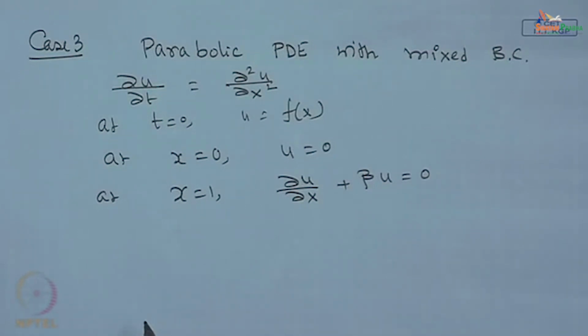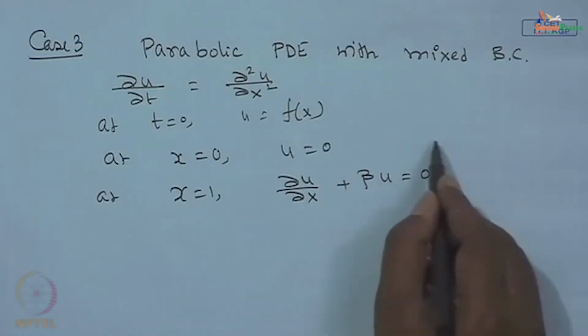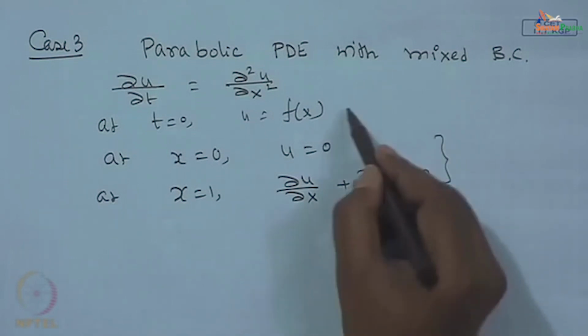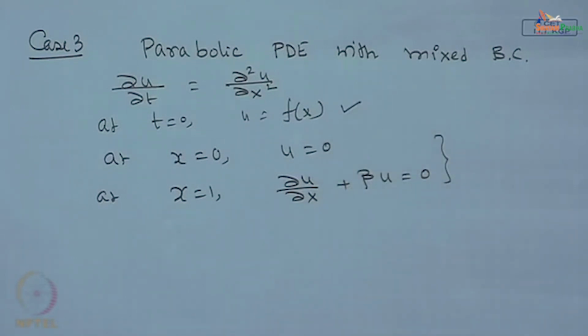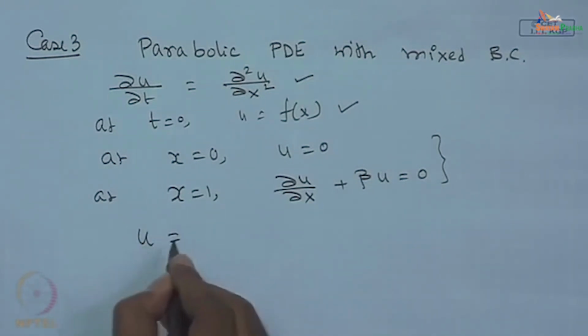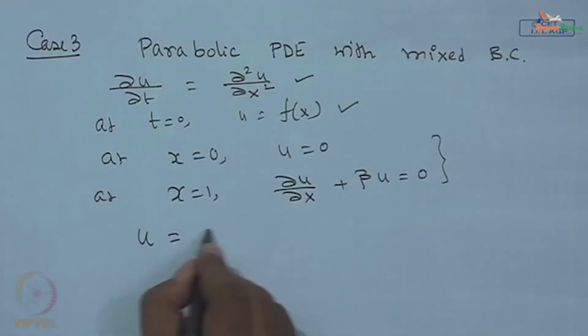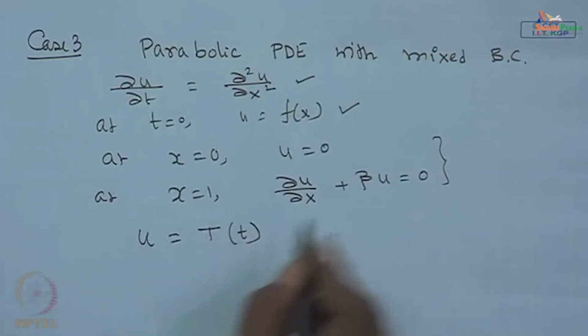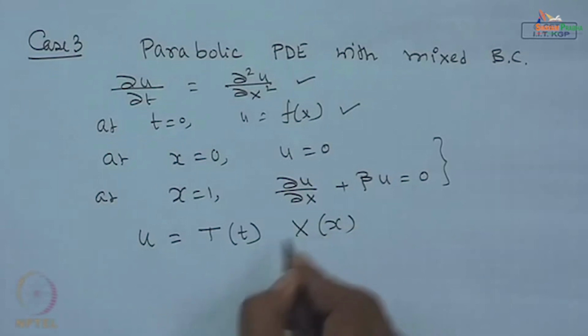So, again this problem has homogeneous boundary conditions and a non-homogeneous initial condition. So, it is a well behaved problem, and it is a linear partial differential equation. So, we can use the separation of variables method. u is assumed to be a product of two functions, one completely a function of time, another completely a function of space.